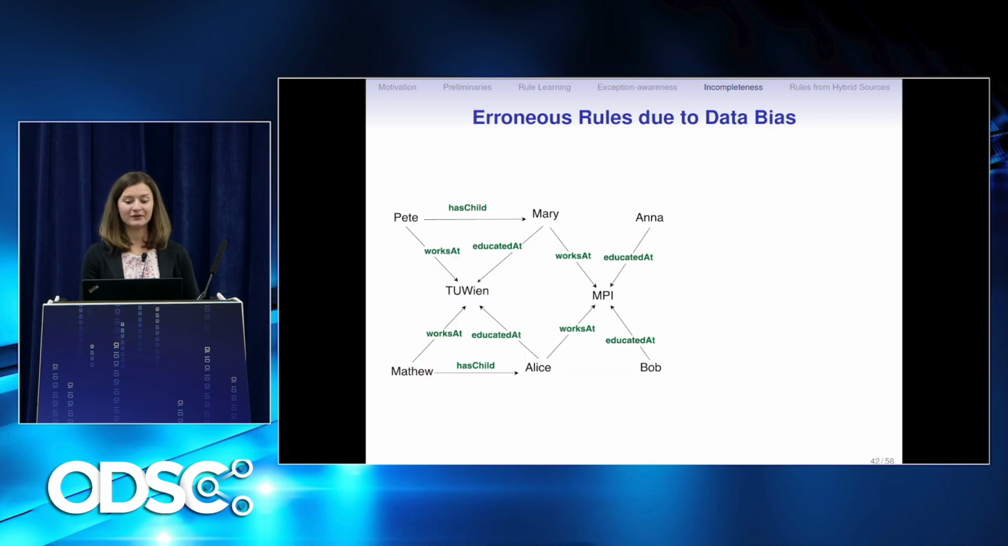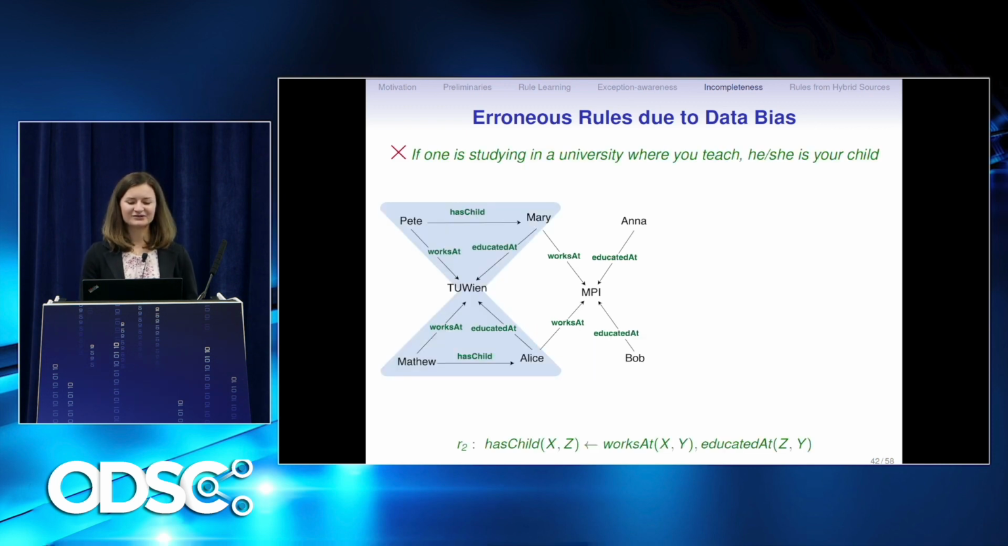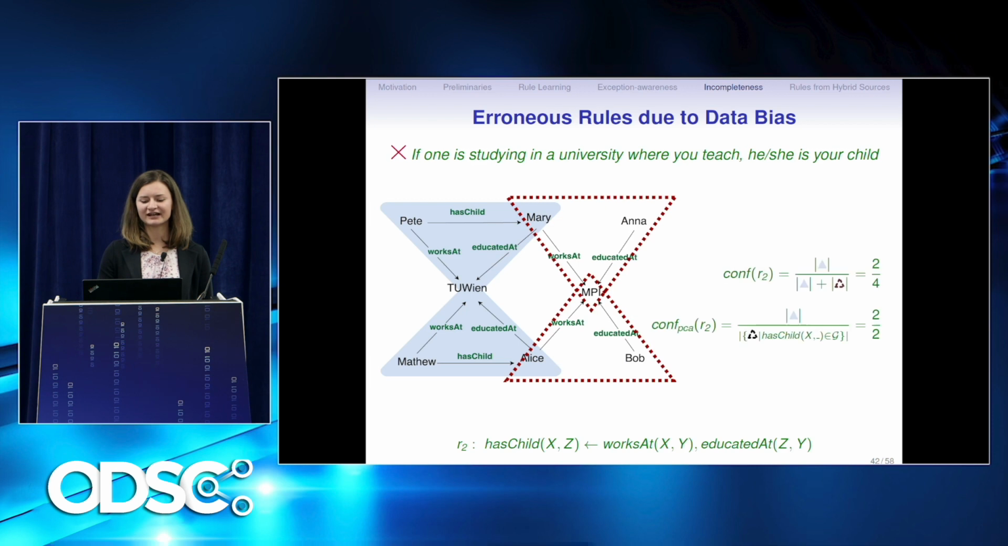Right, so now another graph that depicts exactly the same topology, but due to the missing data, would lead to a totally nonsensical rule, which essentially would state that if one is studying at a university where you teach, he is typically your child. Total nonsense. Again, this is a correlation, but the structure of the graph is exactly the same as previously. So it predicts incorrect facts, but has the same measures. So measures-wise, it is exactly the same as the previous rule.